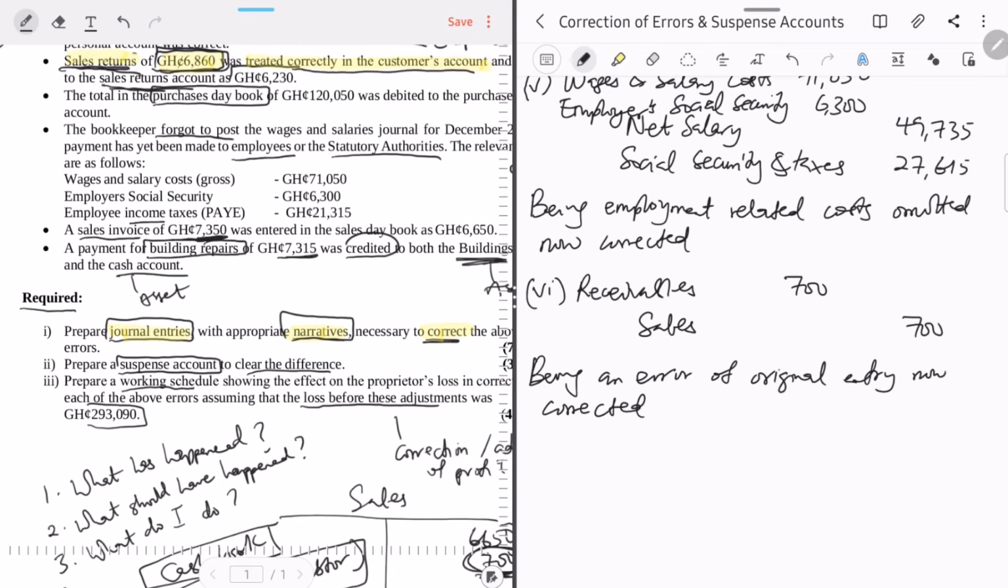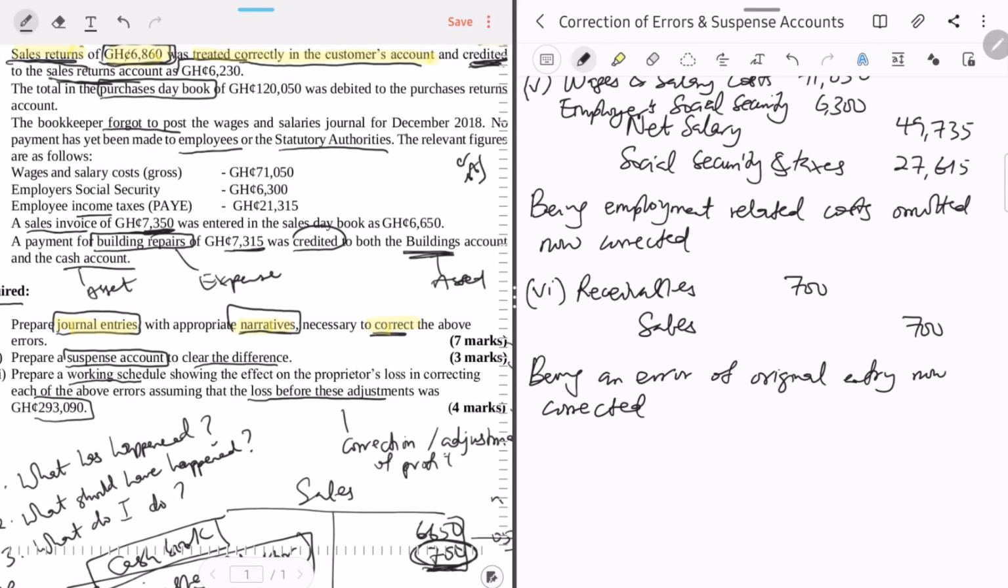So you made repairs to your building. Don't forget this is an expense. It cost you 7,315. You wrongly credited it to the building account and to the cash account. Don't forget that if you make a payment for cash, what do you do? You credit cash. So it means the cash account entry is correct. What the person did was they didn't do double entry, they did double credit. So they credited both building and cash with the same amount.